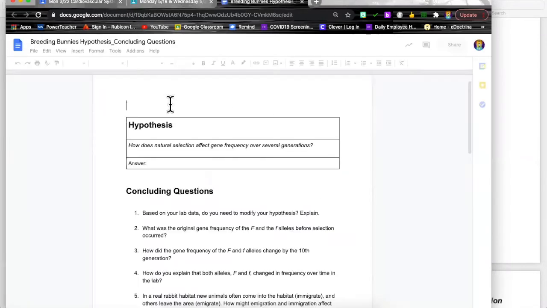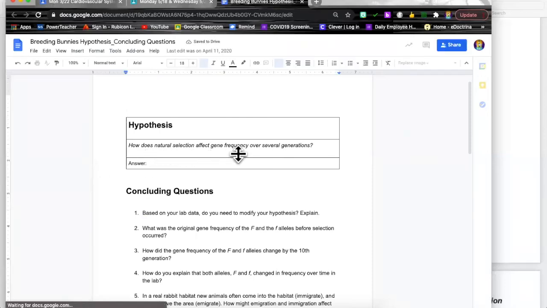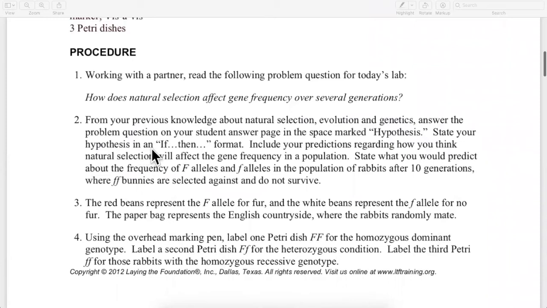On the Google Doc, in your hypothesis here, how does natural selection affect gene frequency over several generations? So what do you think will happen to the frequency of the alleles? State your hypothesis in an if-then format. If this happens, then this will happen. Include your prediction regarding how you think natural selection will affect the gene frequency in a population. State what you would predict about the frequency of big F alleles and little f alleles in a population of rabbits after 10 generations, where little f bunnies, homozygous recessive bunnies, are selected against and do not survive.